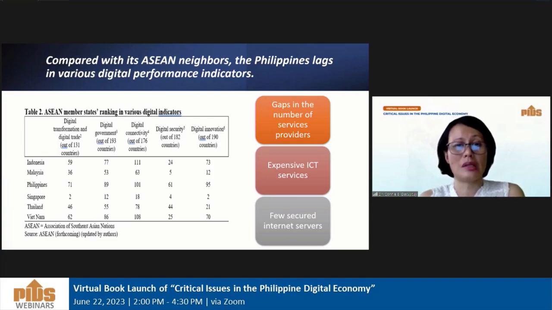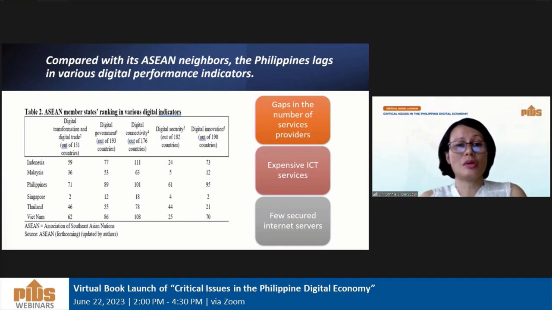So just to give you an idea, the Philippines in 2010, we have 5 secured internet servers per 1 million people. And in 2020, we have 13. In Indonesia, they have 1.6 secured servers in 2010, and in 2020, it's around 1,877. And in Vietnam, in 2010, they only have 2.3 secured servers per 1 million people, and in 2020, it's 105 secured servers.